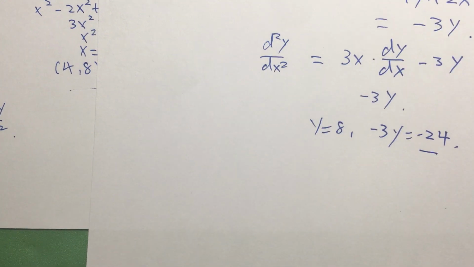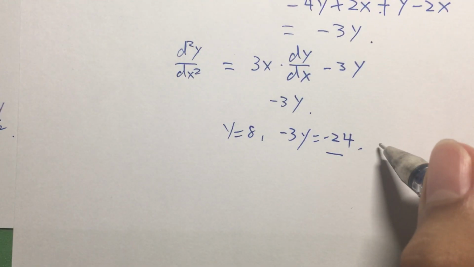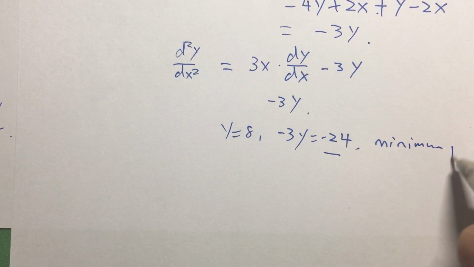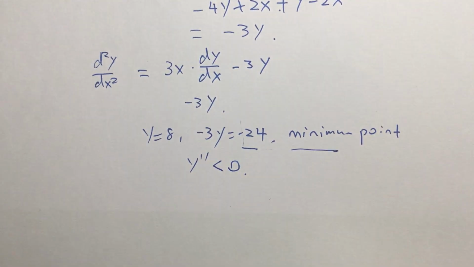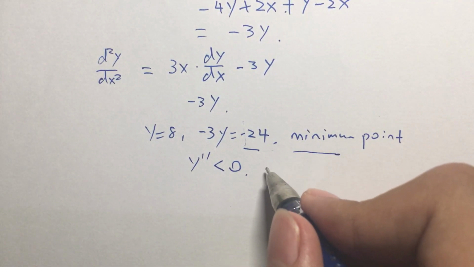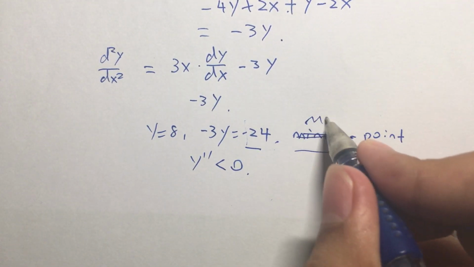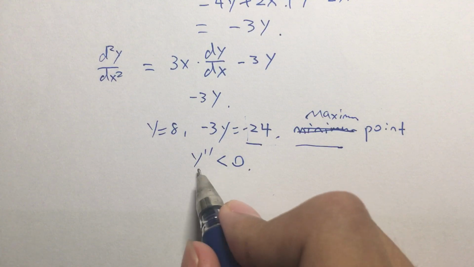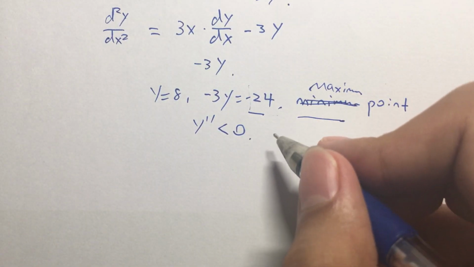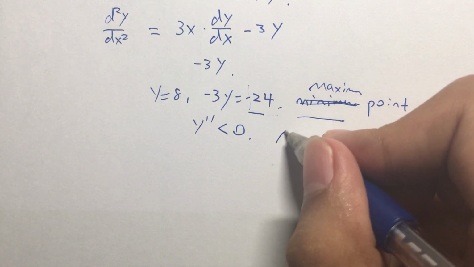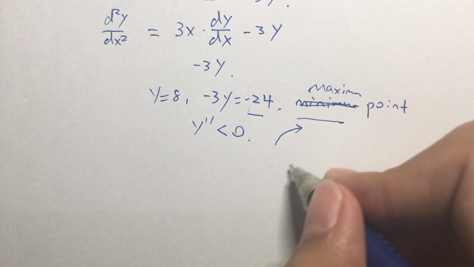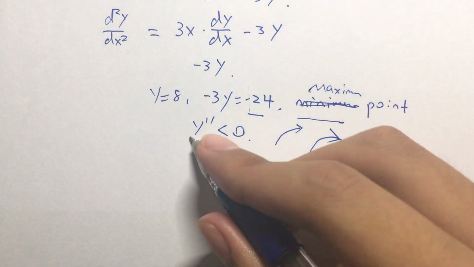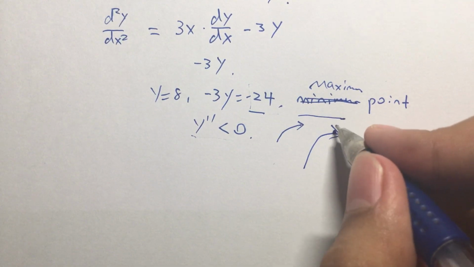And for negative 24, it means this is the maximum point, because here it is negative, and y double dash is smaller than 0. When y double dash is smaller than 0, this means that the function is concave, or convex, whichever way it looks. So when y double dash is smaller than 0, this point is a maximum.